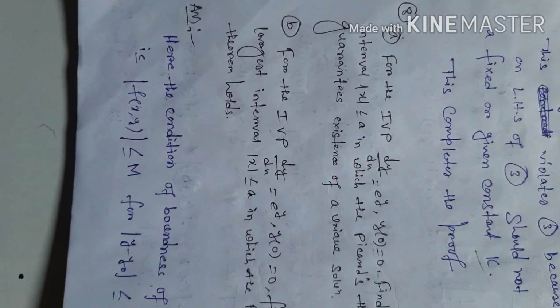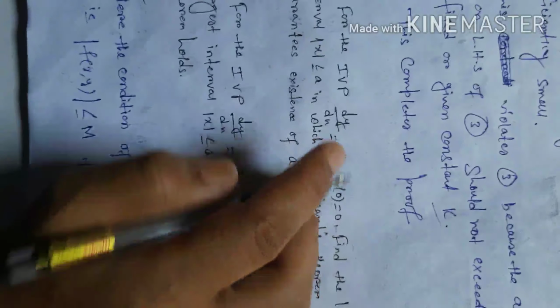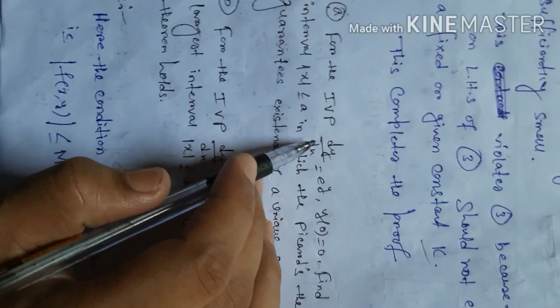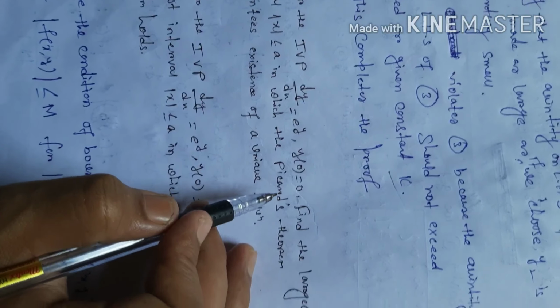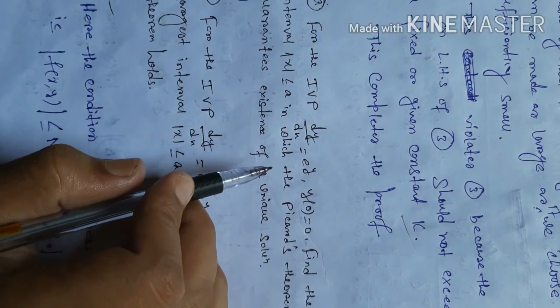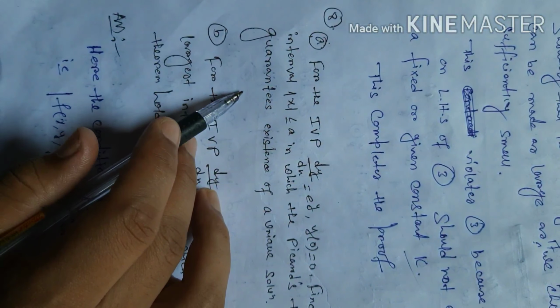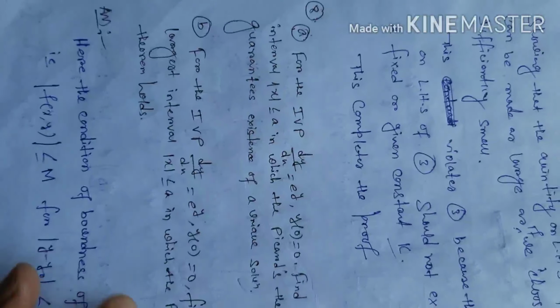Now I am discussing problem number 8. For the initial value problem dy/dx = e^y, y(0) = 0, find the largest interval |x| ≤ a in which Picard's theorem guarantees existence of a unique solution.